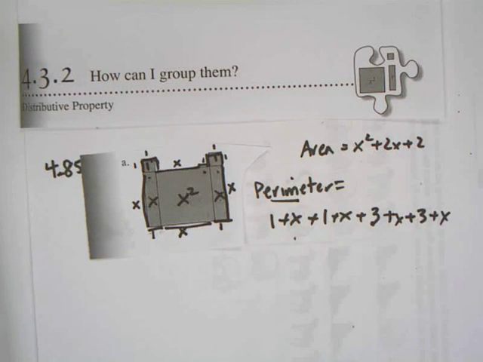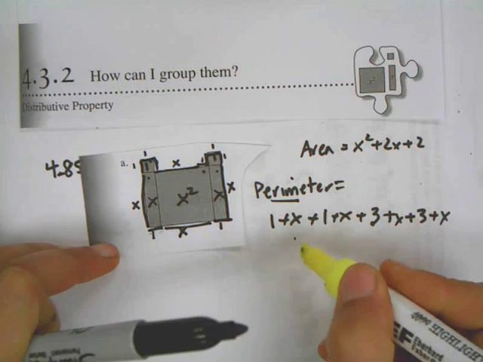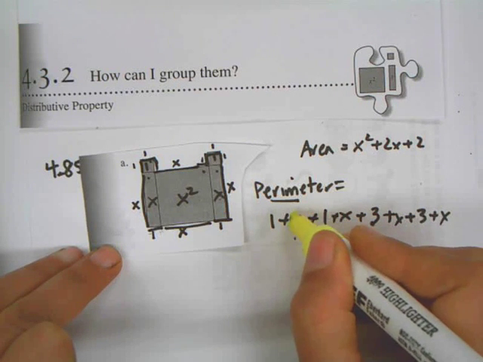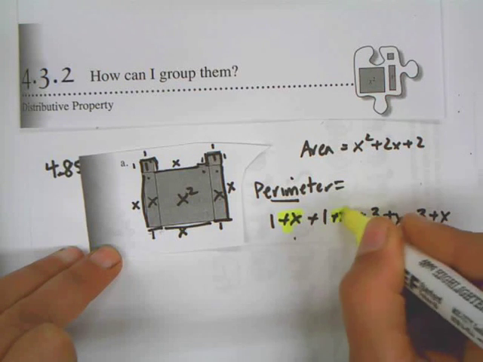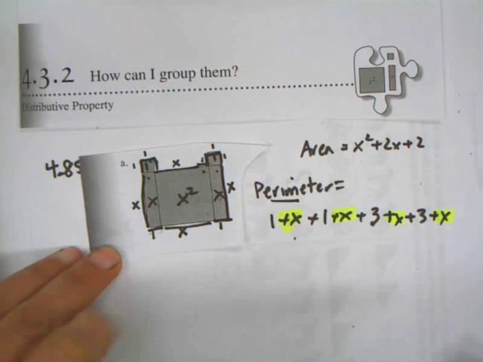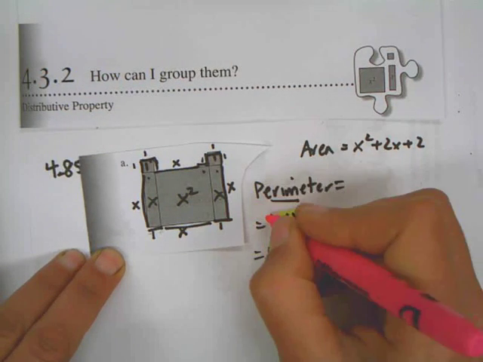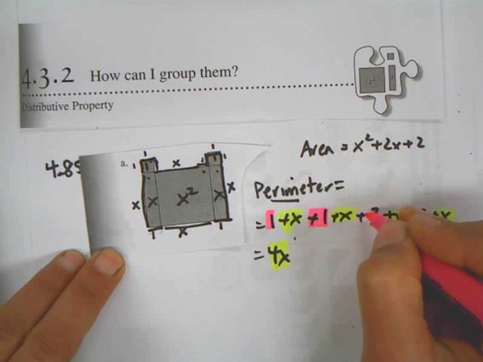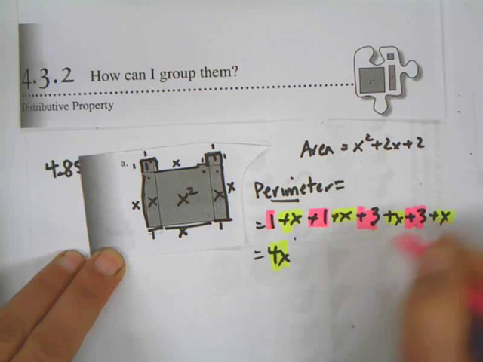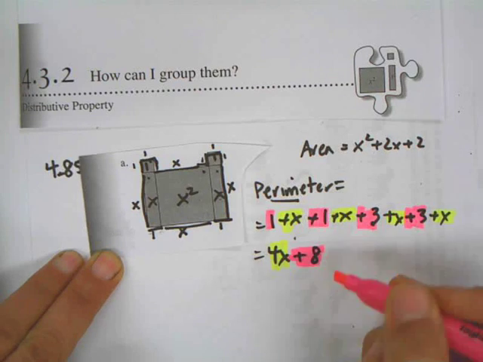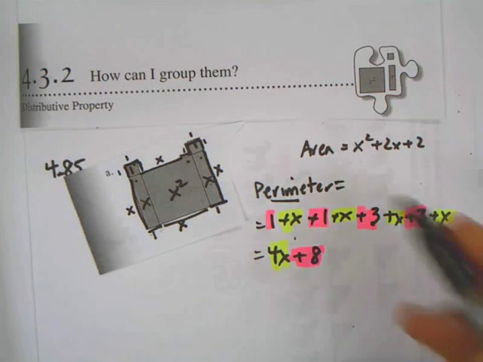And then what we're going to do is combine like terms. So we're going to combine things that have the same variable and the same exponent. So we don't have any x squareds here in the perimeter because perimeter is a linear thing, or a length thing, I should say. So I have an x, 1x, 2x's, 3x's, 4x's. So this simplifies to 4x. And then I'm going to look at my constants. Those are numbers, terms that don't have variables in them. 1 plus 1, so that's 2, 5, 8. Okay, so that's the perimeter of that. And there aren't any units specified here, but if there were, you could just write units.